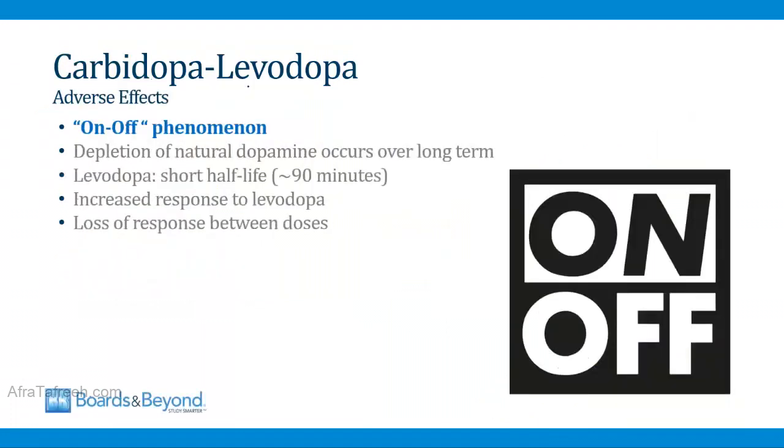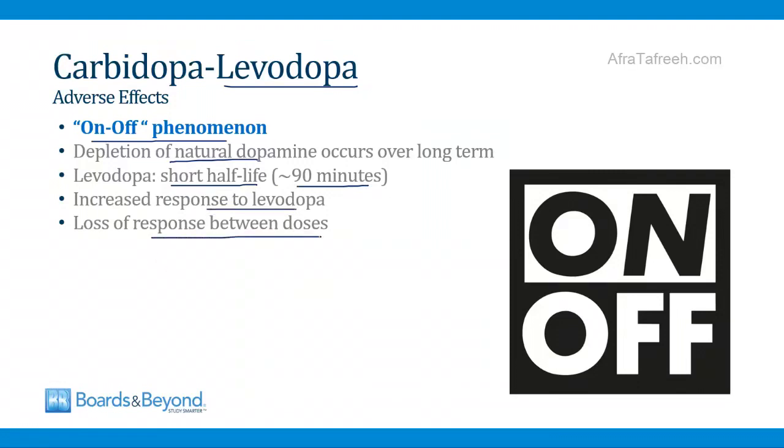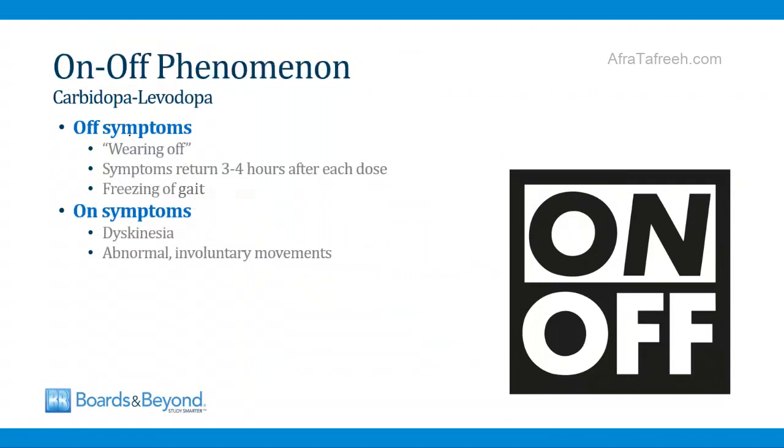The major problem with this drug combination is what's known as the on-off phenomenon. So when you give this drug to patients, over time their brain begins to depend on the levodopa as its source of dopamine, and there ends up being a depletion of whatever natural dopamine production is left within the midbrain of the patient. When this happens, the patient becomes very dependent on levodopa, and levodopa has a short half-life of about 90 minutes. So this leads to the on-off phenomenon where they have an increased response to levodopa right after they take the drug, and sometimes the response is excessive, and then they lose their response between doses and their symptoms get worse. So the off symptoms are symptoms of Parkinson's that return when the drug wears off.